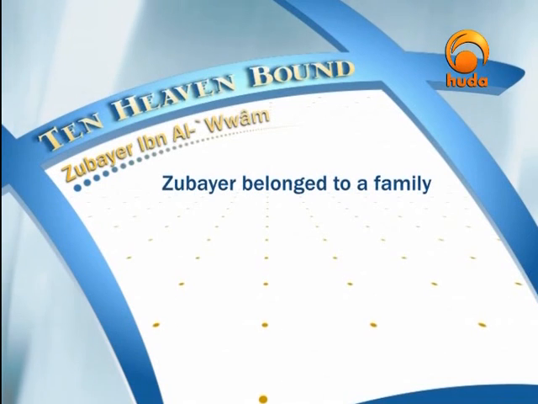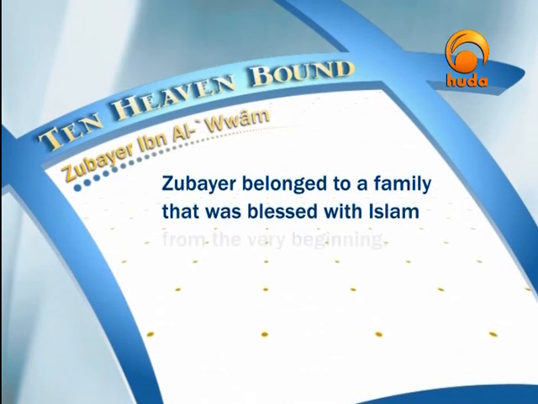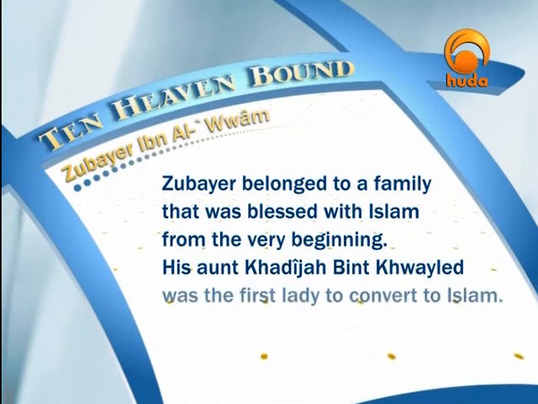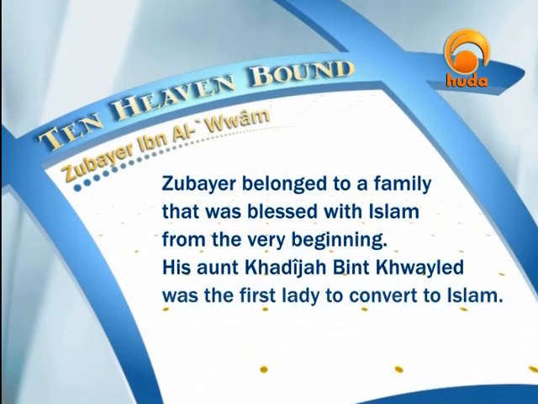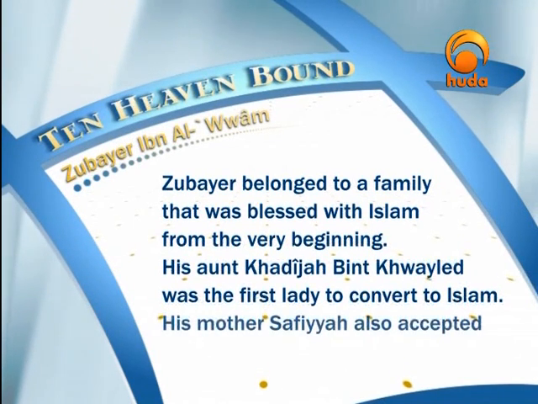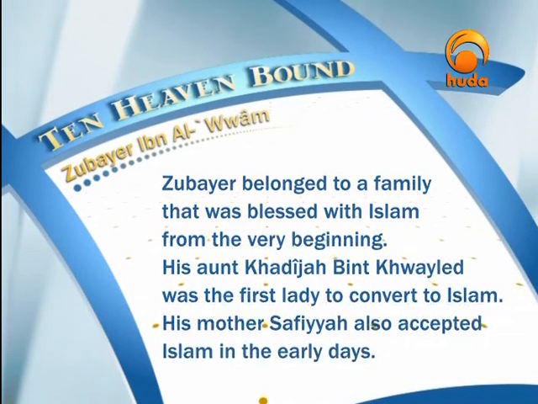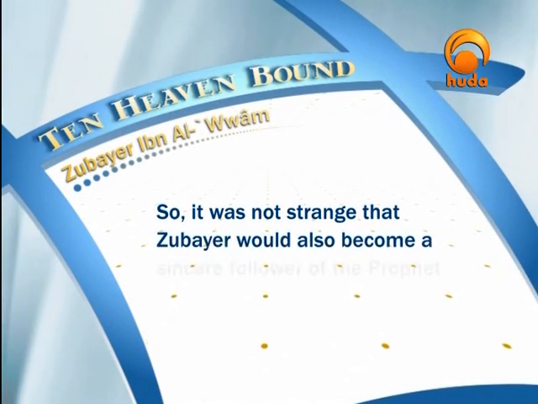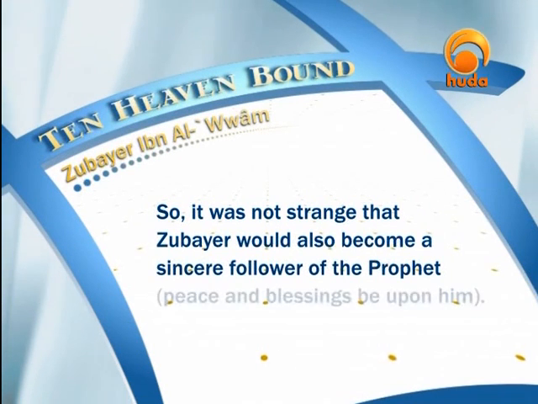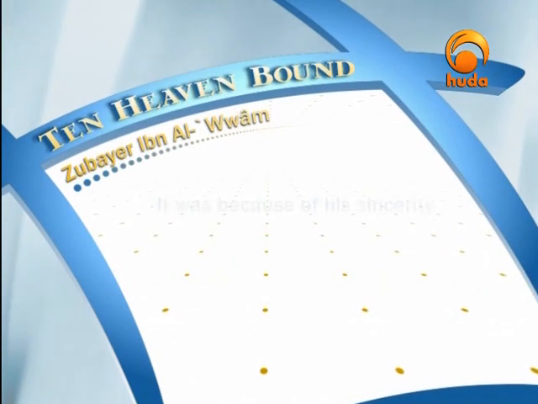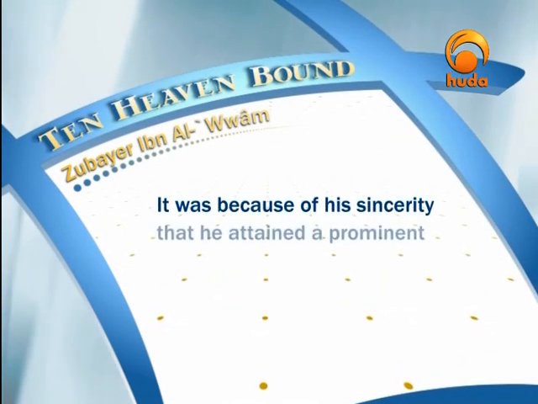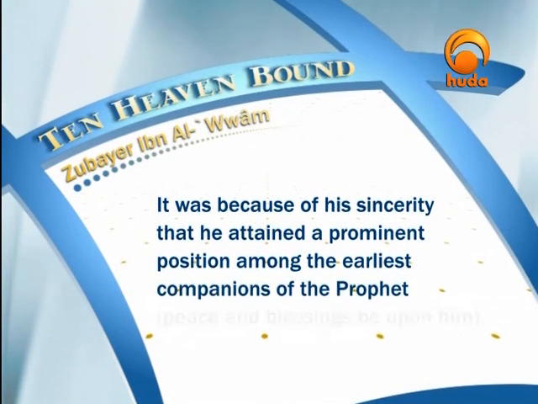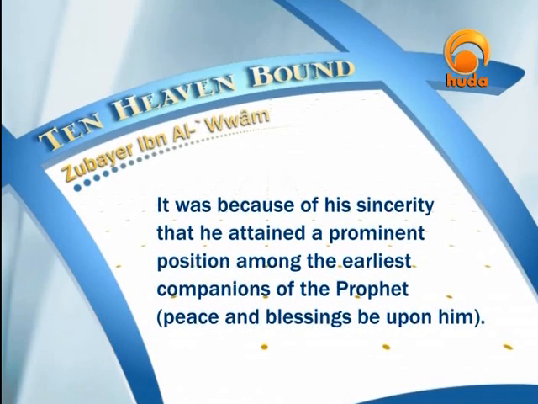Zubair belonged to a family that was blessed with Islam from the very beginning. His aunt, Khadijah bint Khuwaylid, was the first lady to convert to Islam. His mother, Sophia, also accepted Islam in the early days, so it was not strange that Zubair would also become a sincere follower of the Prophet, peace and blessings be upon him. It was because of his sincerity that he attained a prominent position among the earliest companions of the Prophet, peace and blessings be upon him.